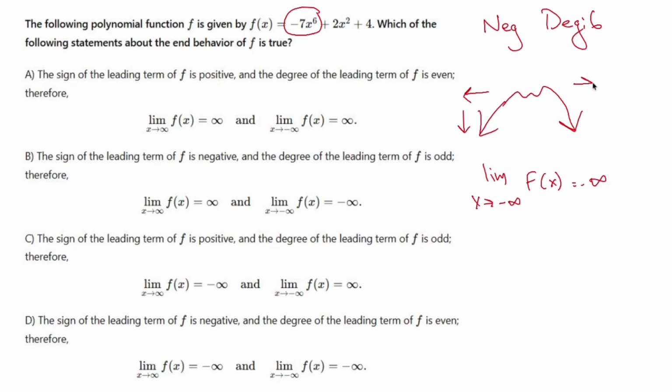Similarly, as I move to the right, the limit as x approaches +infinity of f of x, I'm going down again, which means that too is -infinity. So the limit as x approaches -infinity is -infinity, check, no, check, no. And the limit as x approaches +infinity is -infinity, check, no, check, no.